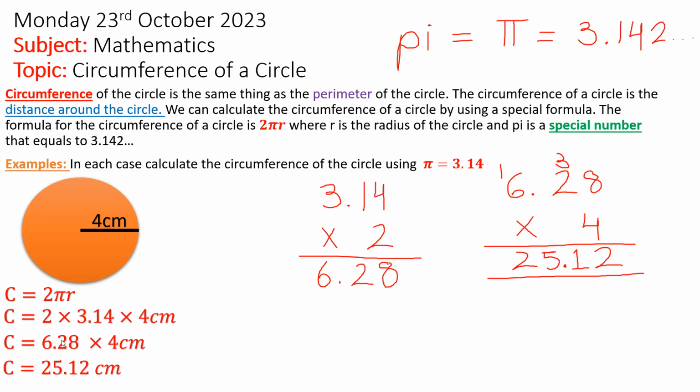How do we get 6.28? We multiply 3.14 times 2. Times 2, very good. That's how we get 6.28. And then we get 25.12 by multiplying 6.28 times 4.